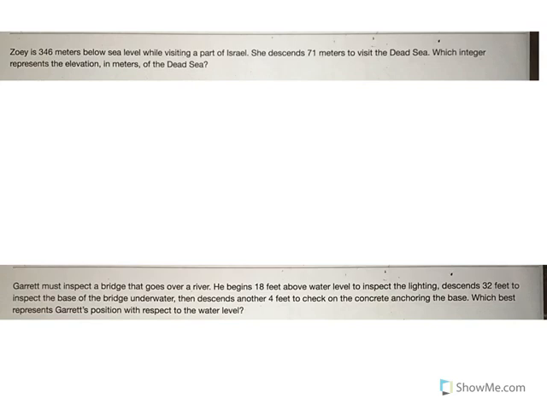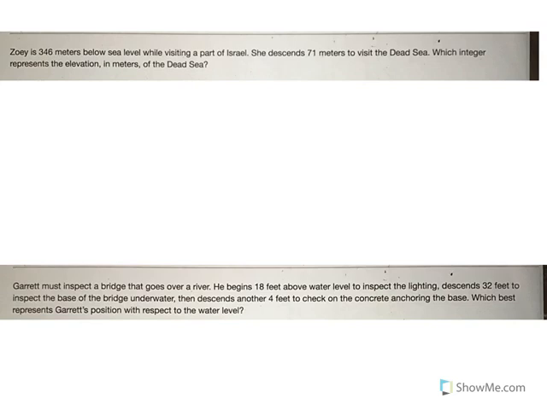Garrett must inspect a bridge that goes over a river. He begins 18 feet above the water level to inspect the lighting. Descends, so again we have ascending or descending, so this one's descending, so we're going down, so we're going to subtract. Descends 32 feet to inspect the base of the bridge underwater, then descends another 4 feet to check on the concrete anchoring the base. So I want to create an expression that would model this.